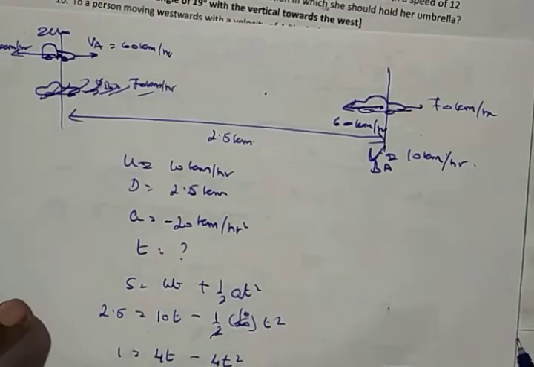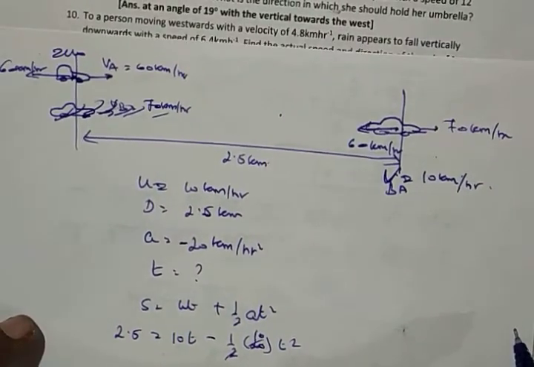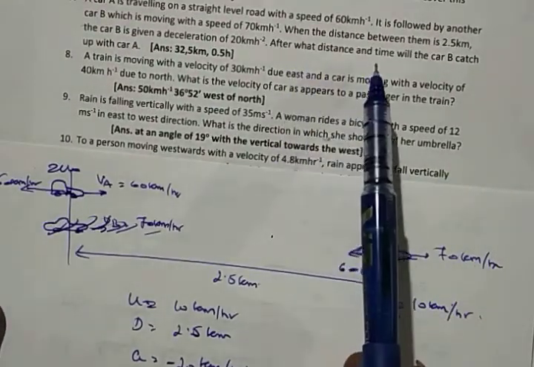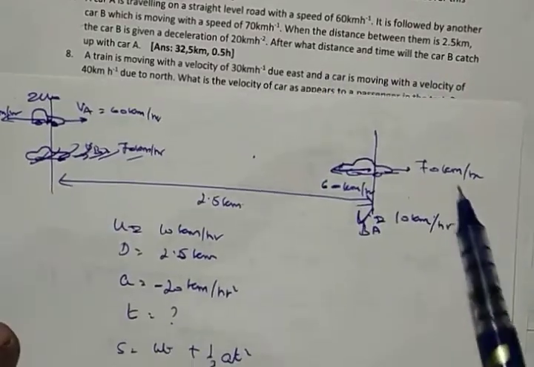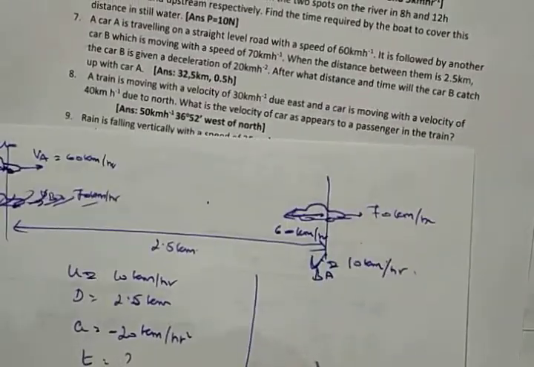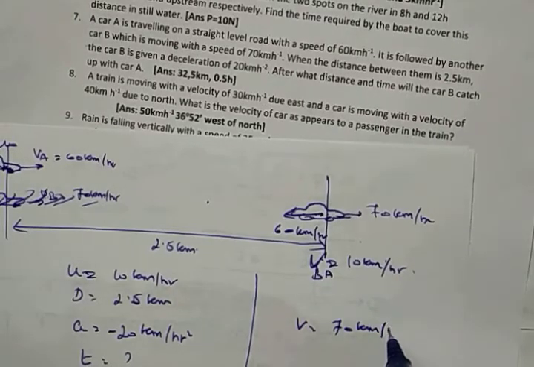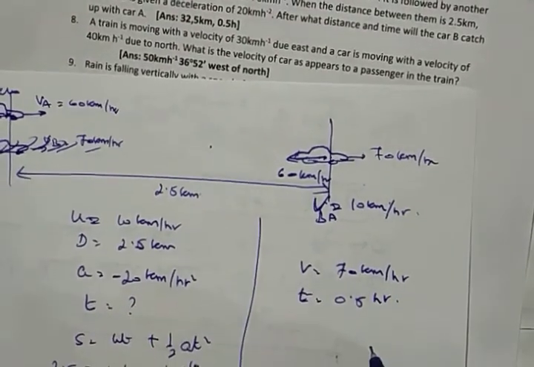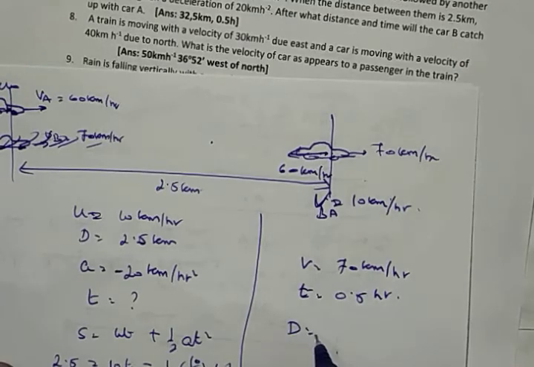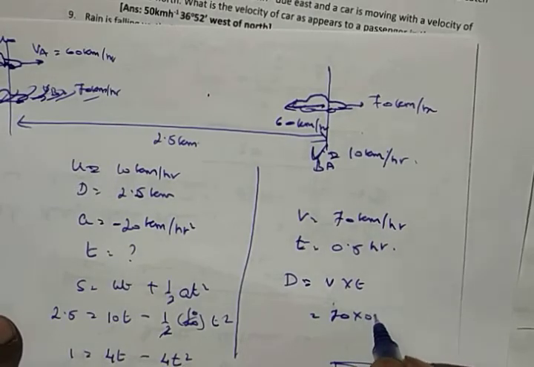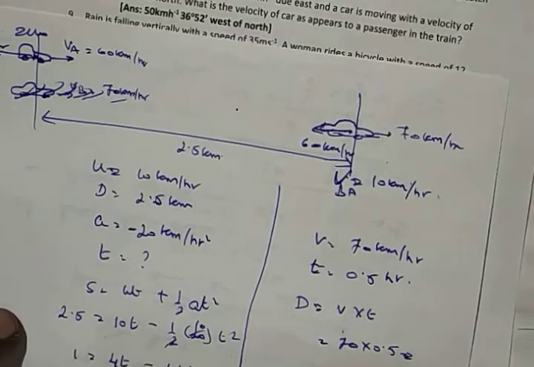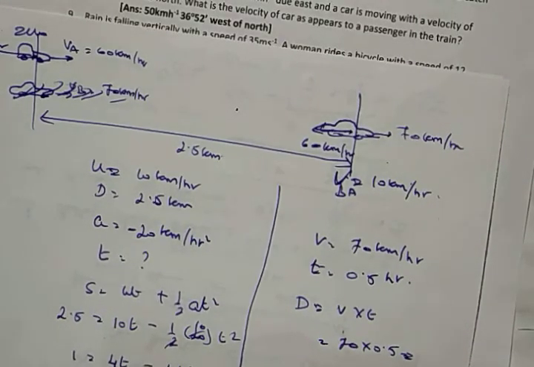Where will it meet? What is the distance the car would have already traveled? It is asking after what distance and time will car B catch up. So car B has the velocity of 70 kilometers per hour, and time is 0.5 hours. And what is the distance it has traveled? Distance is equal to velocity into time. So 70 into 0.5, you need to multiply and get this answer. You will get the answer as 32.5 kilometers.